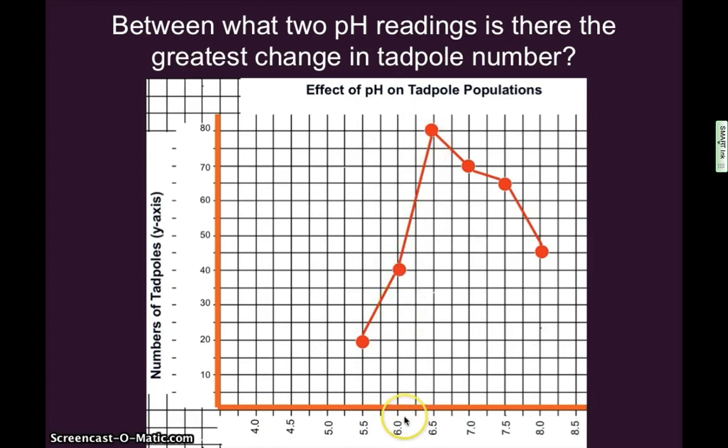So let's look. 6, there's 40. If we drag our finger over here, 40 tadpoles. At 6.5, how many tadpoles are there? Hopefully you said 80. So from 40 to 80, that's a 40 tadpole jump. So that looks like the most. And if we count the rest of these, this is 10, 5, and then another 15. Okay, so this is the largest jump between 6 and 6.5. And on your graphs, you can just circle those parts so you know the answer.